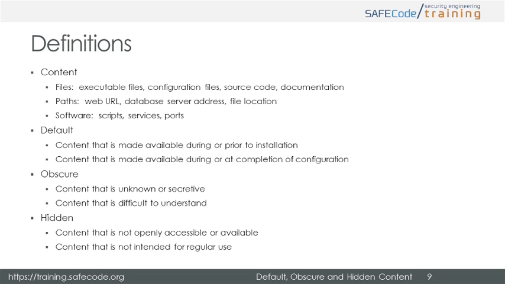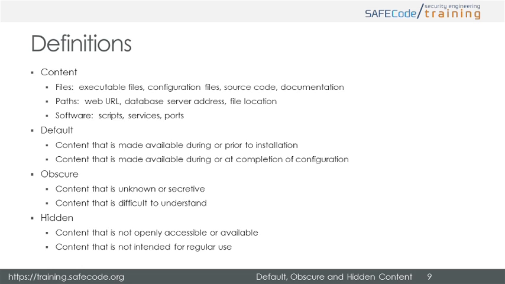So what exactly is content that is default, obscure, and hidden? Let's start with what we mean when we say content. Content may be files, executable files, configuration files, source code, or documentation. Paths, web URLs, database server addresses, or file locations. Or software, scripts, services, and ports.